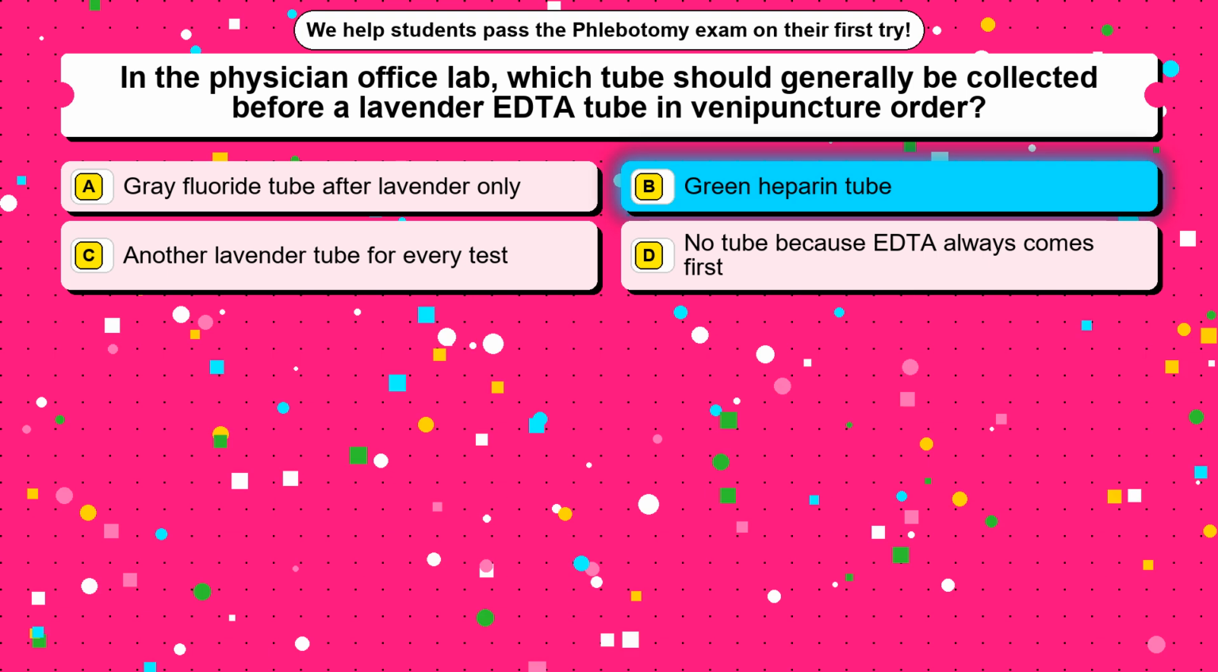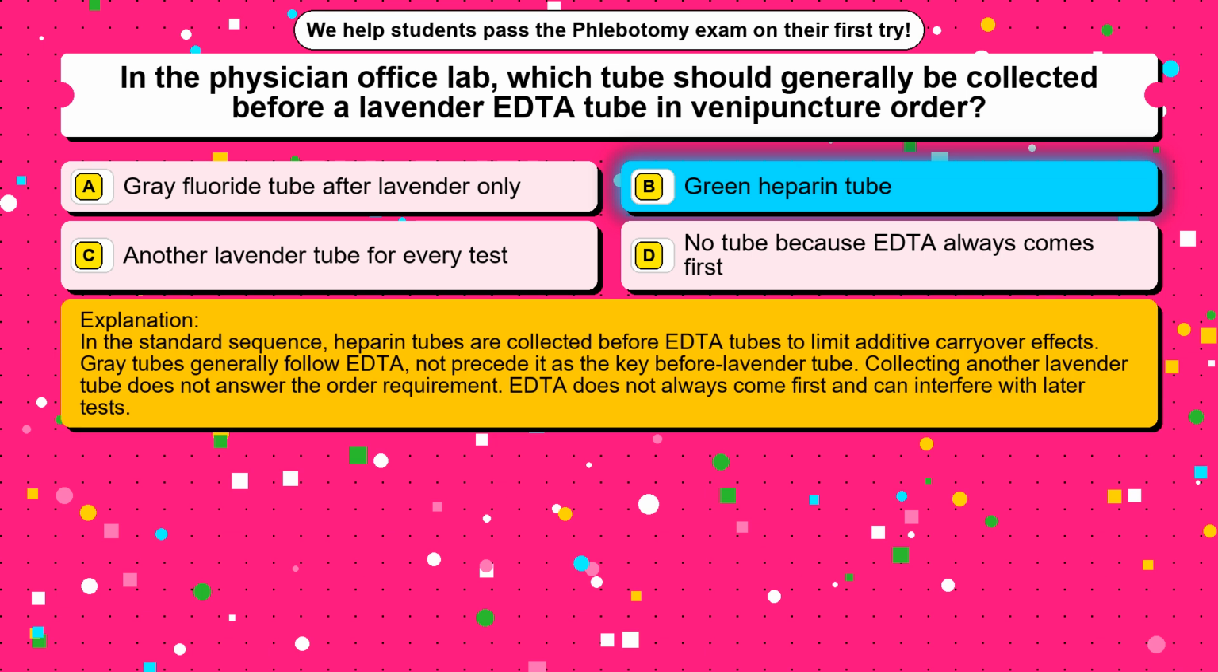The correct answer is option B, green heparin tube. In the standard sequence, heparin tubes are collected before EDTA tubes to limit additive carryover effects. Gray tubes generally follow EDTA, not precede it. Collecting another lavender tube does not answer the order requirement. EDTA does not always come first and can interfere with later tests.